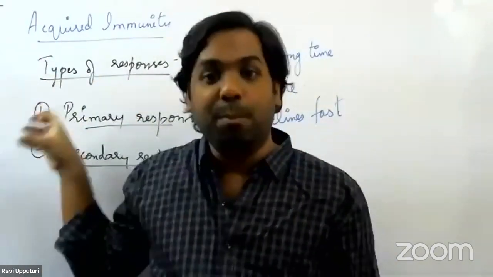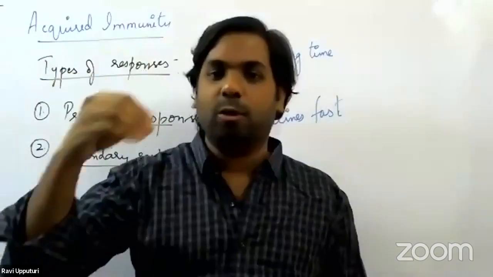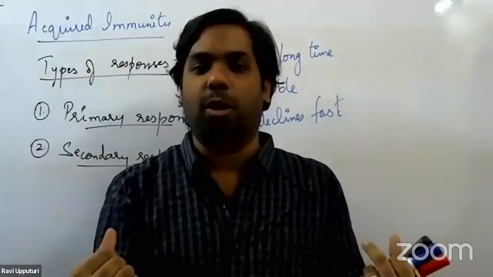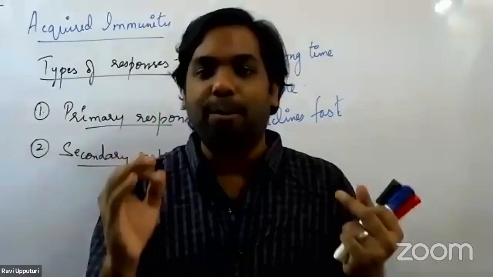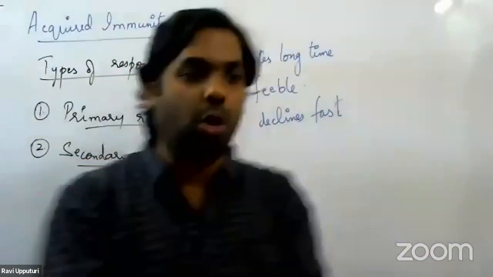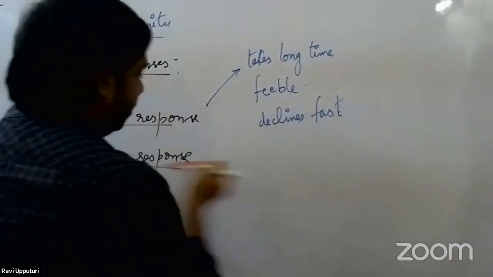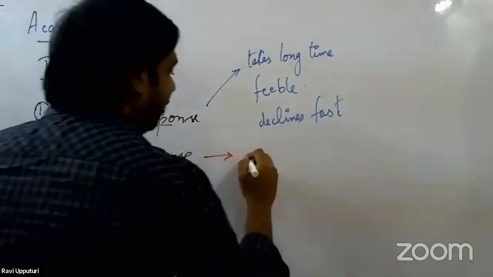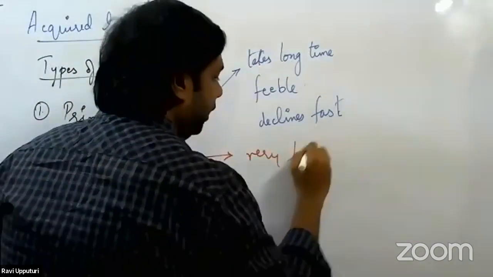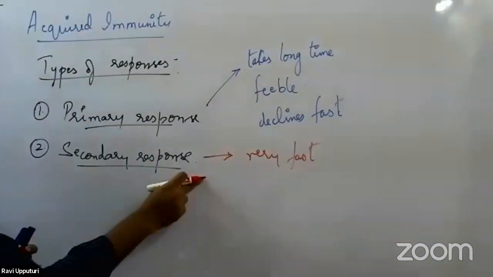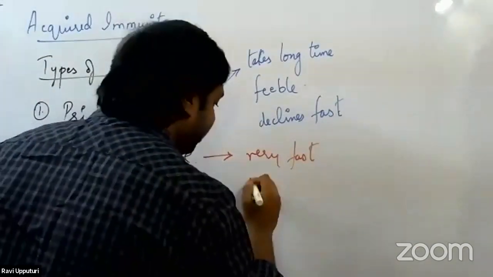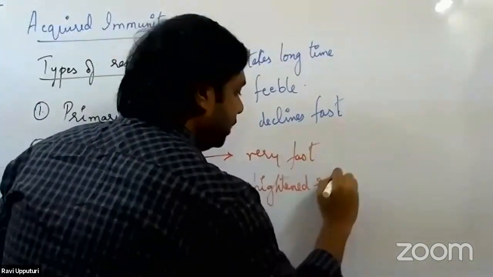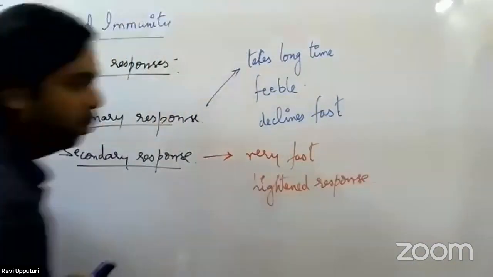Because we have the memory cells, which remember the antigens that have entered into the body. So the memory cells will be directly released. So this sort of immune response happens very quickly. It doesn't take time. It is very fast. And this secondary immune response is said to be a heightened immune response. Heightened response is nothing but a strong response.